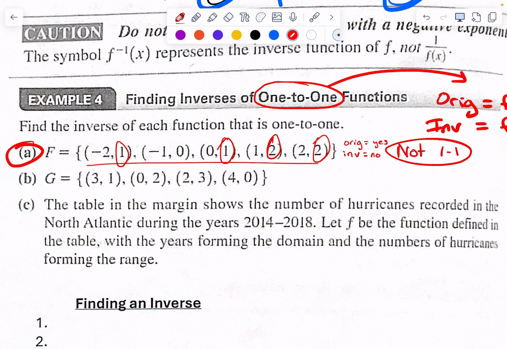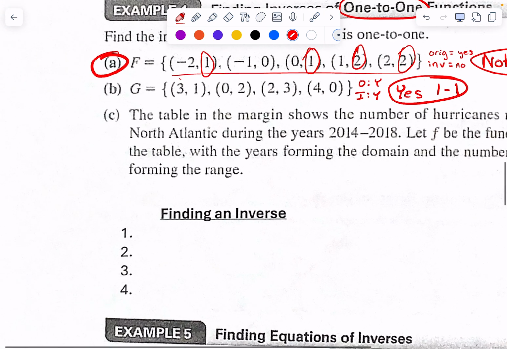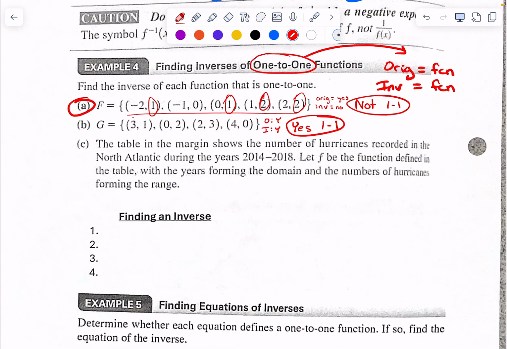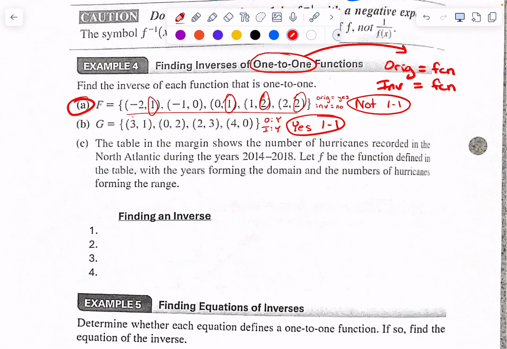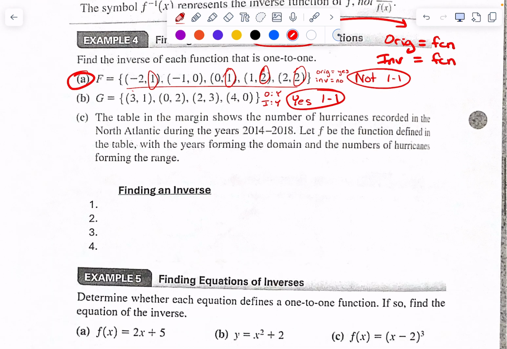Is it one-to-one? The original is a yes, and the inverse is a yes. So yes, it's one-to-one. The x's don't repeat and the y's don't repeat, so it is a one-to-one function. We're missing the table from the margins. I did not get that copy pasted, so part C we have to skip because we don't have the data table for it.